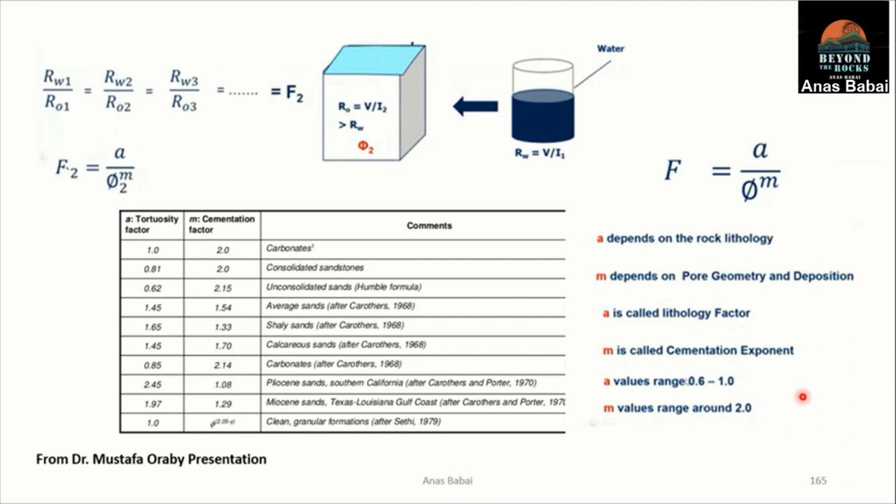So in case you get a question for calculating the water saturation but you have not been given the values of A or m, you can just substitute 1 for A and 2 for m. Those are the general values. So if you substitute m as 2 and A as 1, in case those values aren't given, that's correct.